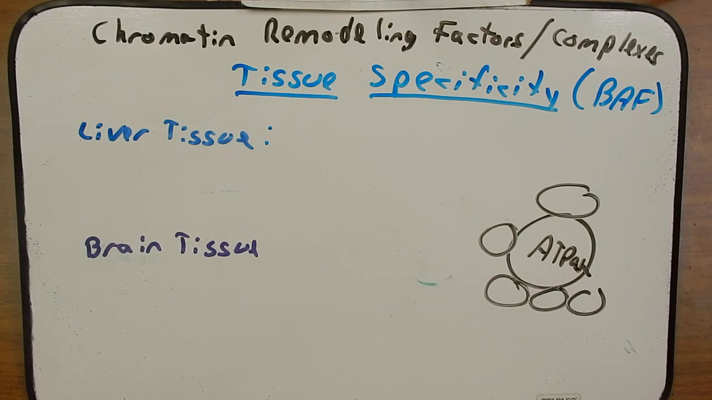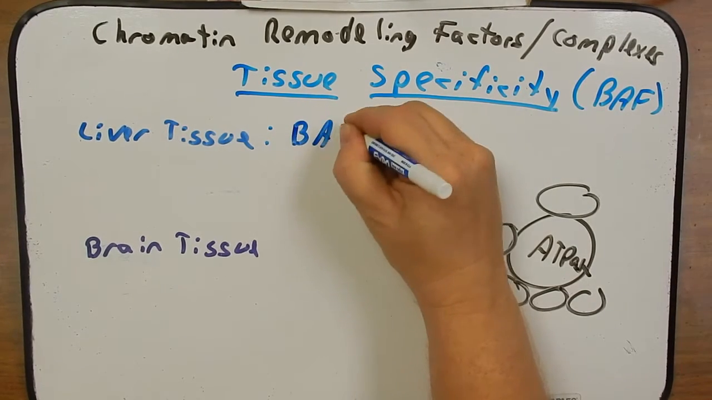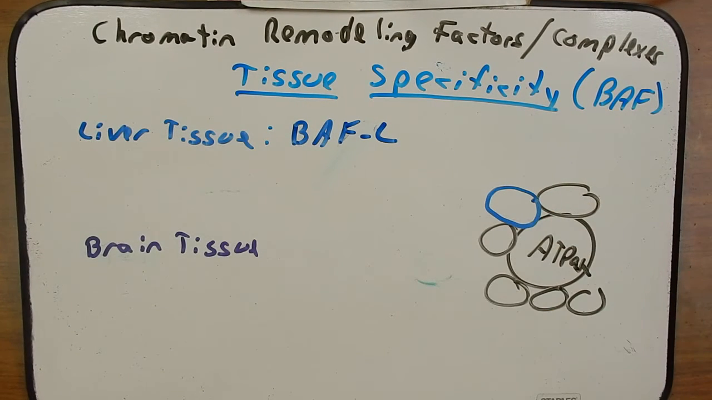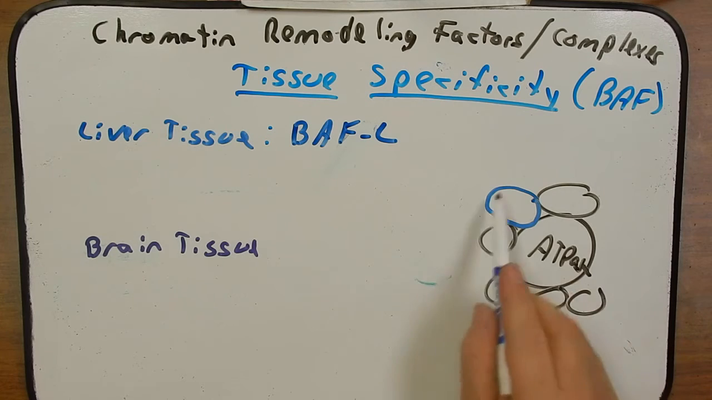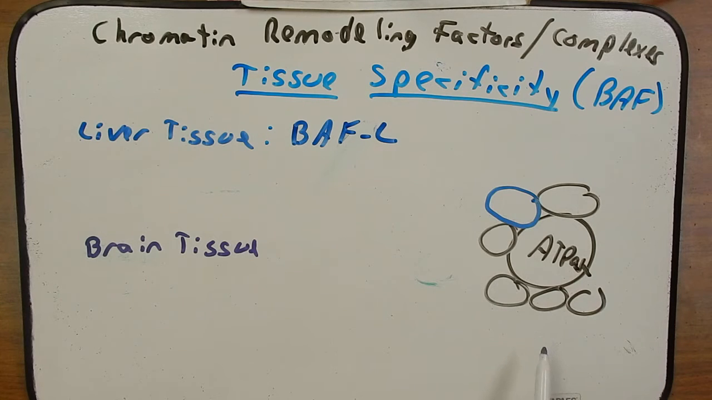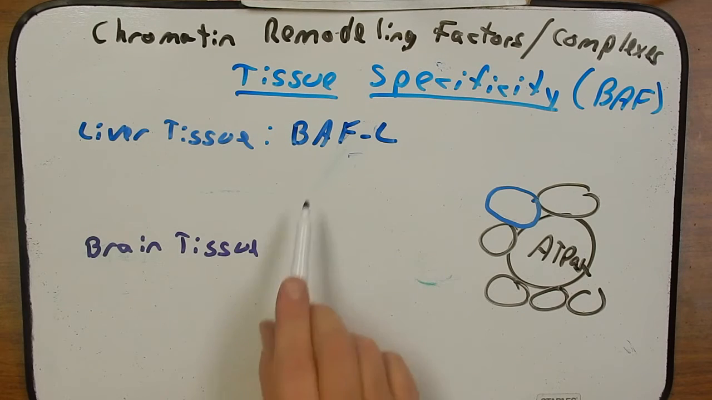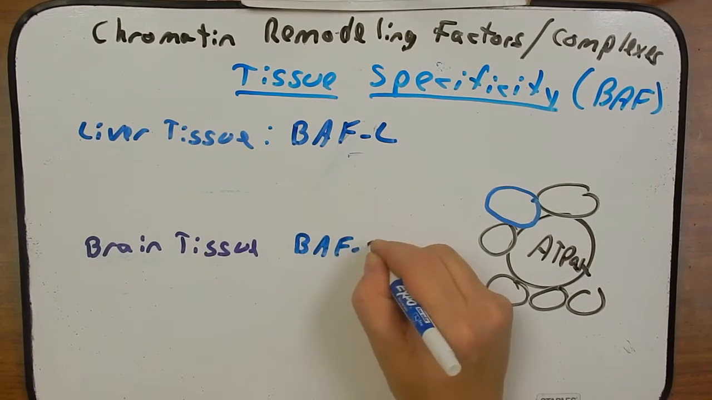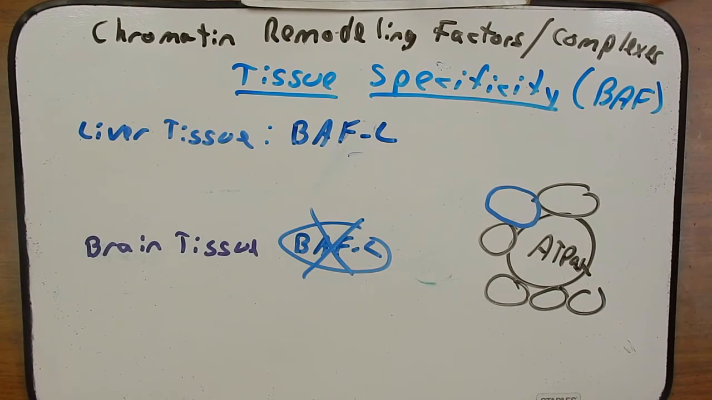Maybe for a liver gene, I'm just going to write this as BAF-L. Maybe this BAF-L is found in liver tissue. It associates with this complex and helps turn on liver-specific genes. In brain tissue, BAF-L would not be expressed because you don't want to turn on liver genes in the brain. So in the brain, there's no BAF-L. So it's not going to bind to this complex and turn on liver genes.